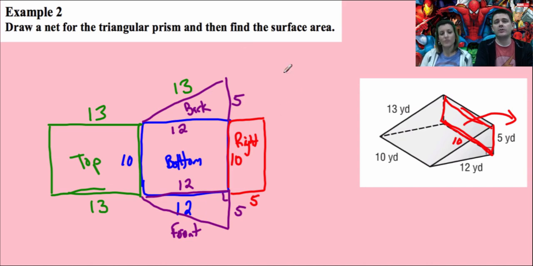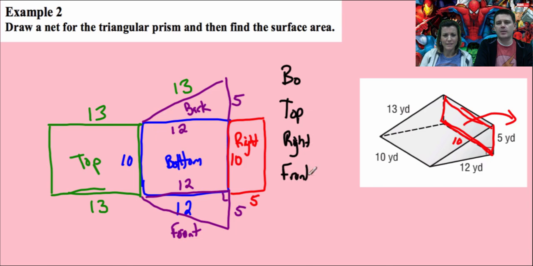Now, we're ready to do our surface area. We've just barely started. So now we have the bottom, the top, the right, and then I like to leave the front and the back of my triangles for the last piece. Well, I was going to tackle those first. We are totally opposite.